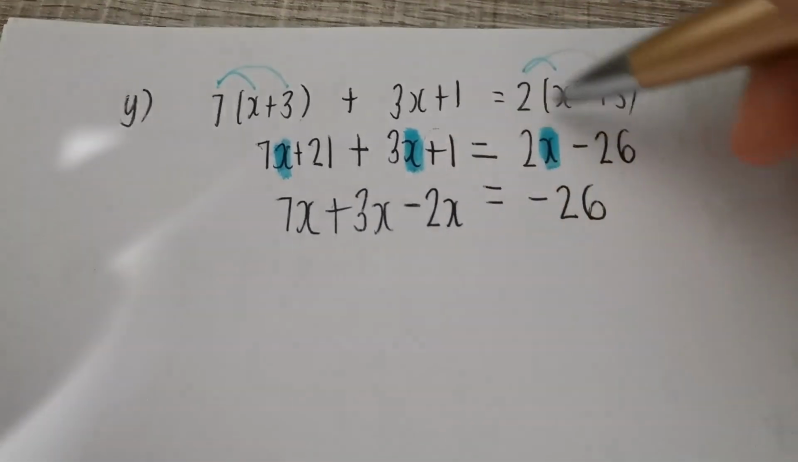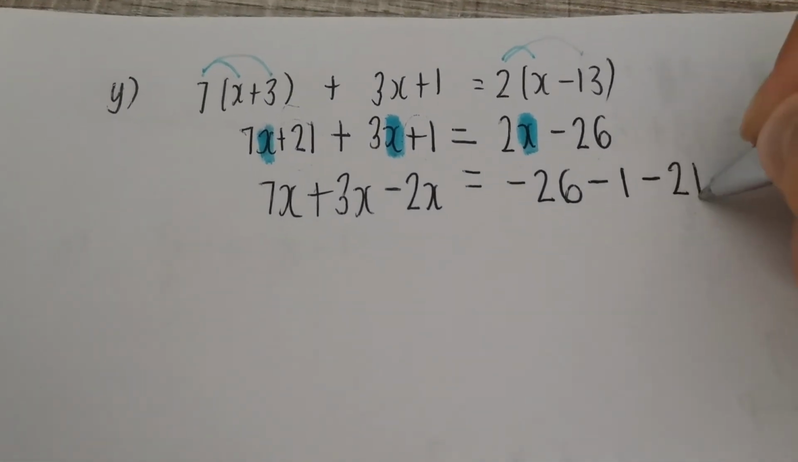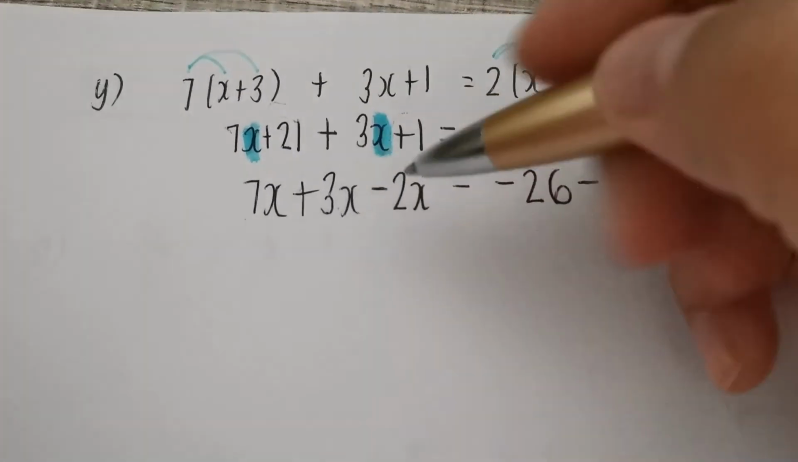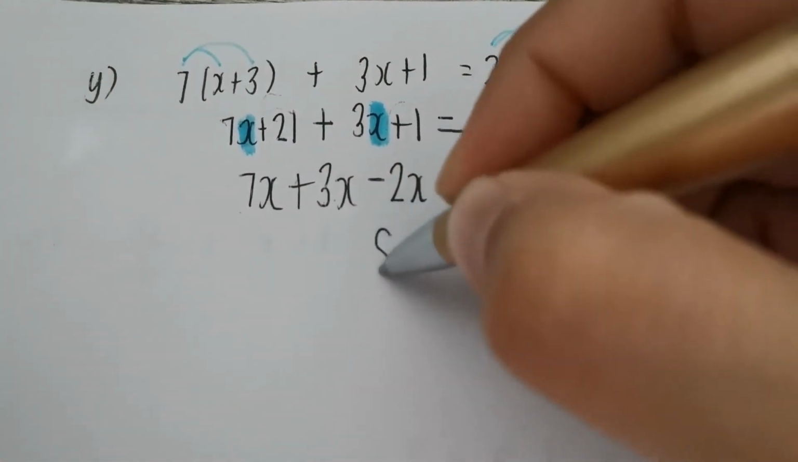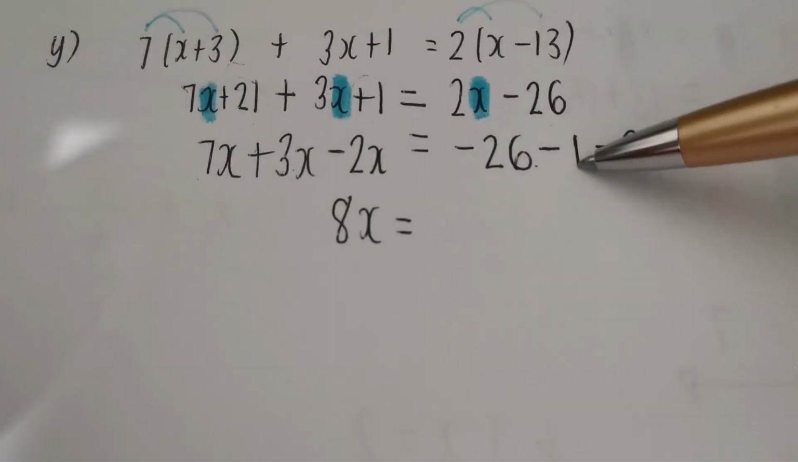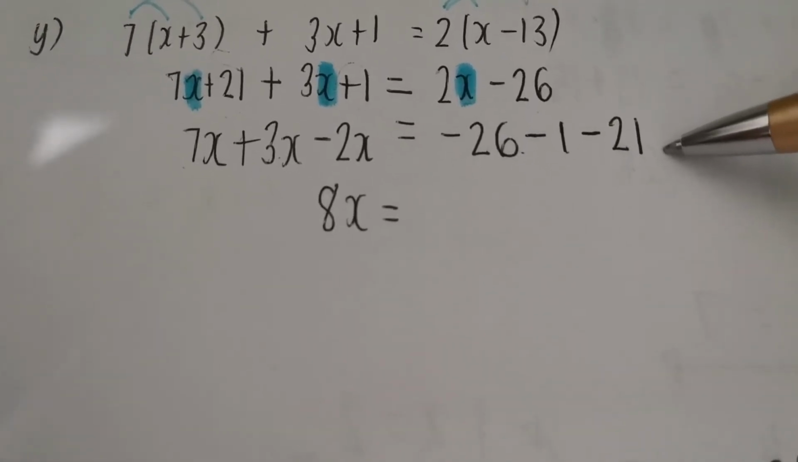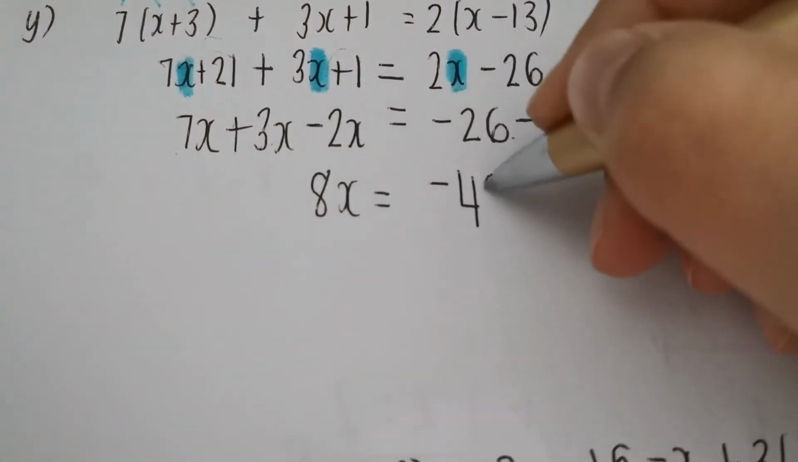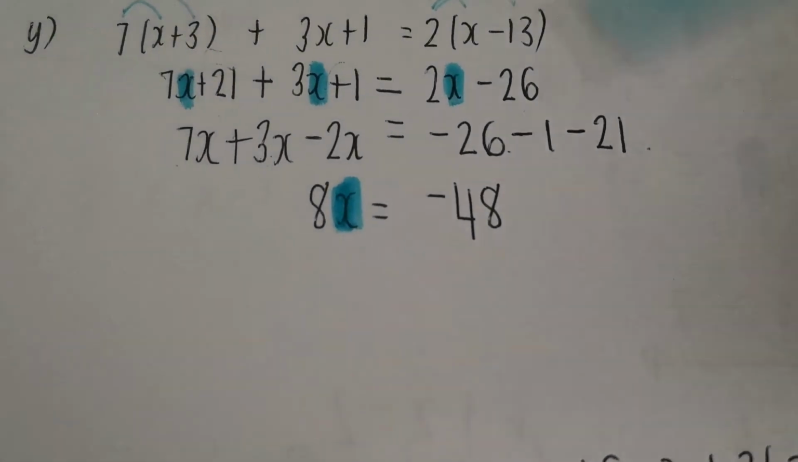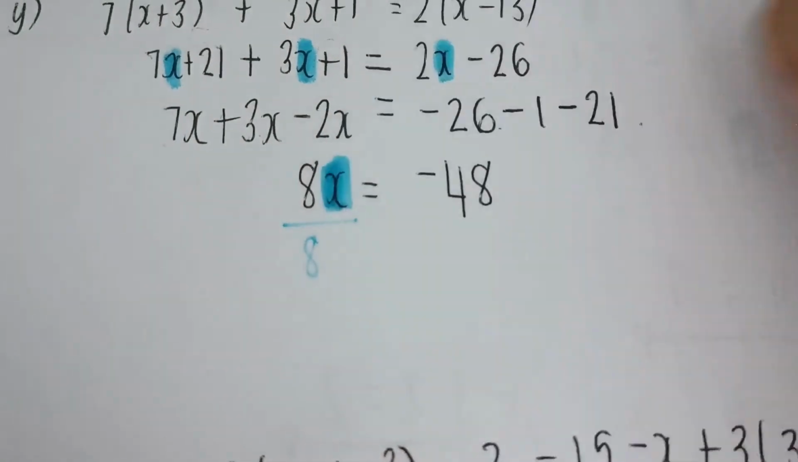7x stays on this side, plus 3x on this side. I'm bringing the 2 over the equal to sign. Alright, this side I have negative 26. Alright, I'm bringing this 1 over, and I'm bringing this 21 over. Okay, adding all the numbers in front. 7 plus 3 is 10. 10 minus 2 is 8. This side here, negative 26 minus 1 is negative 27. Minus 21 from that is negative 48.